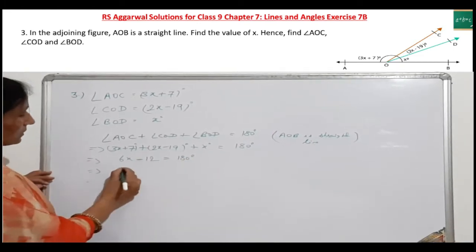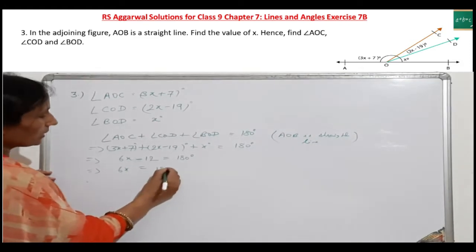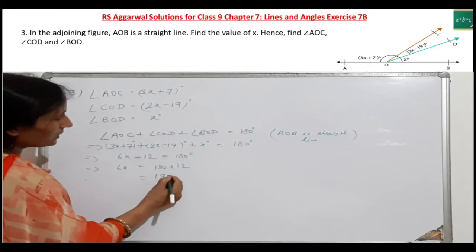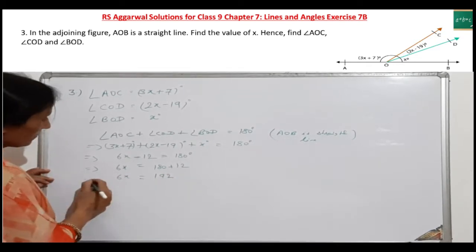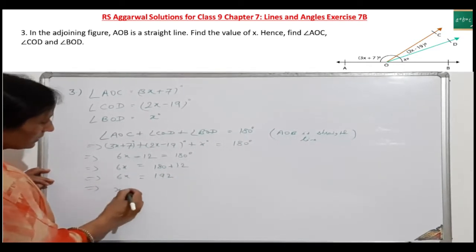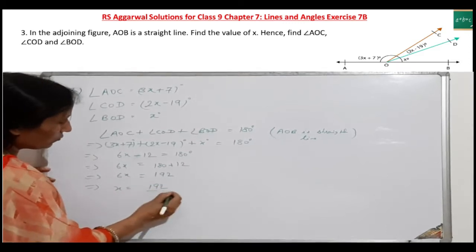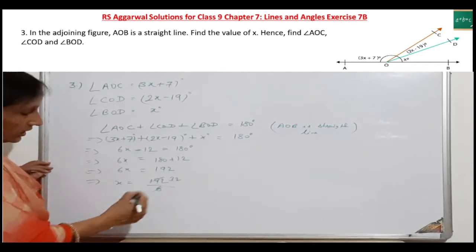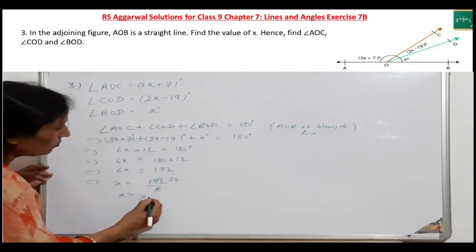Now 6x is equal to 180 plus 12, which is equal to 192. x is equal to 192 by 6, 32 degree. x is equal to 32 degree.